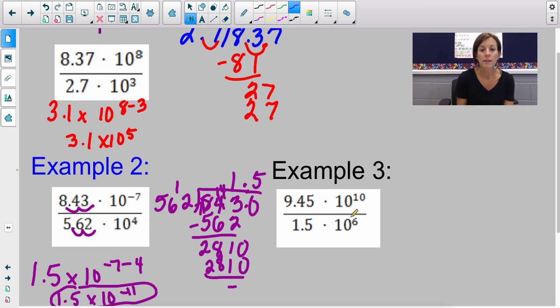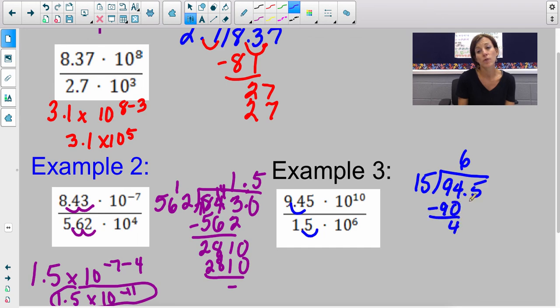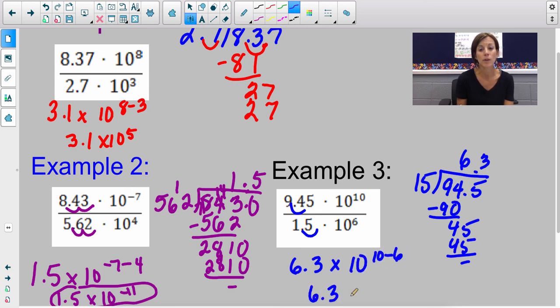All right. Move this over 1, move this over 1. We got 15 into 94.5 for our division. 15 goes into 9 6 times. 4 left over, decimal place in the answer. This is easy division for you guys. I better see your work. Oh, 6.3 times 10 to the 10th minus 6th power is 6.3 times 10 to the 4th power.